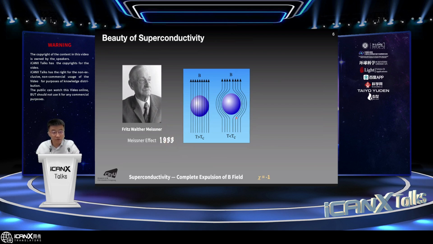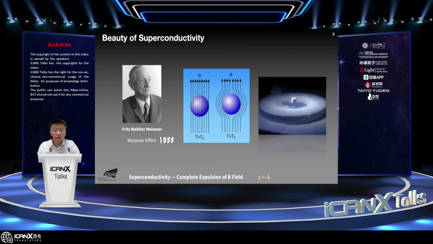So the Meissner effect tells you that when you apply a magnetic field to superconductors, the magnetic field is going to stay outside of the material completely. Okay, at least for certain types of superconductors. So this complete expulsion of magnetic field marks another intriguing property and phenomenon that these superconductors possess.